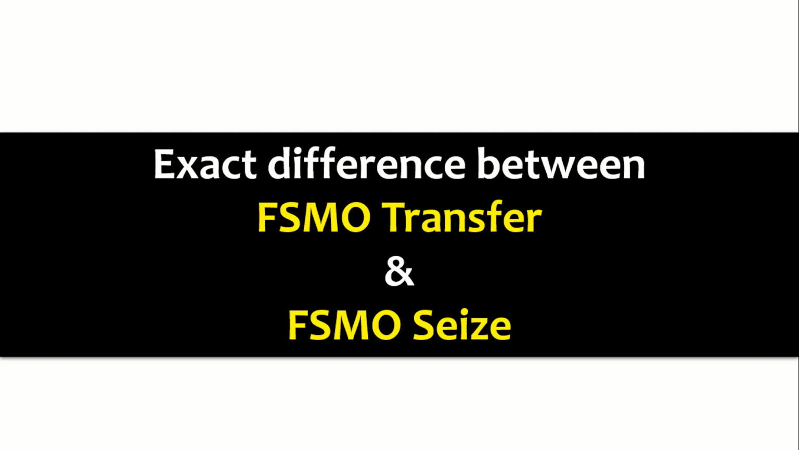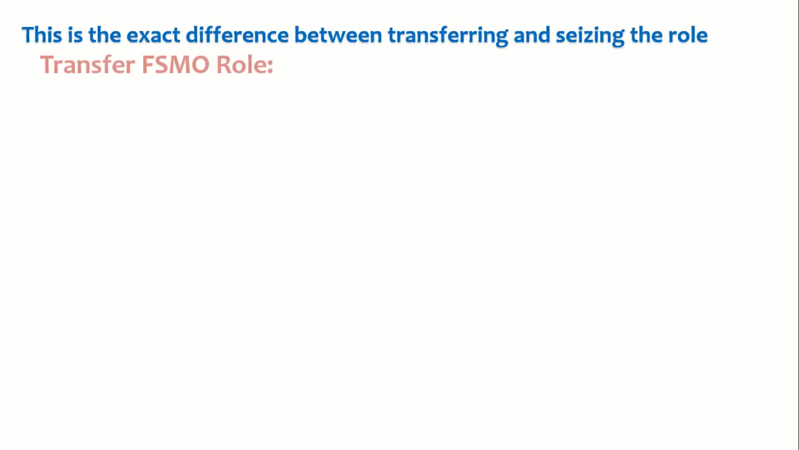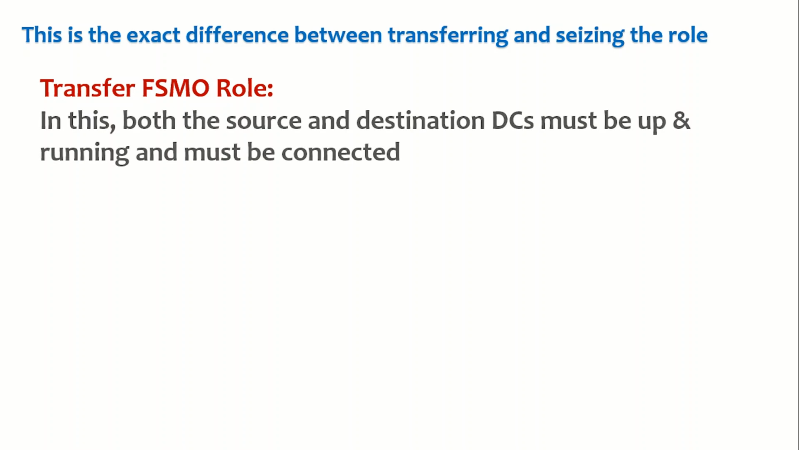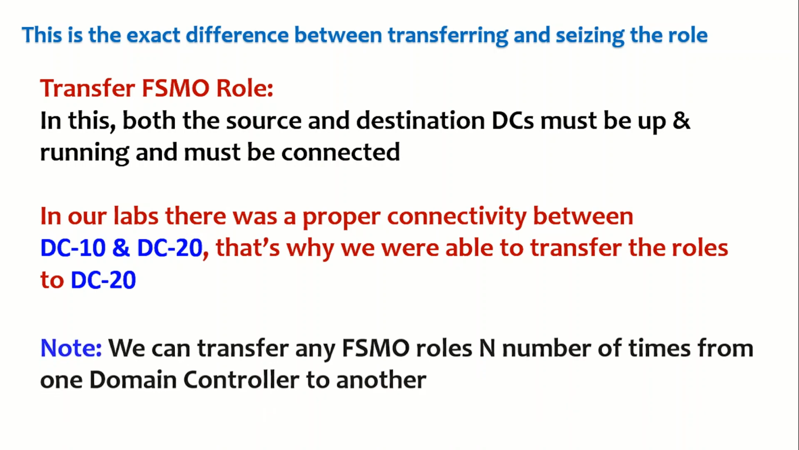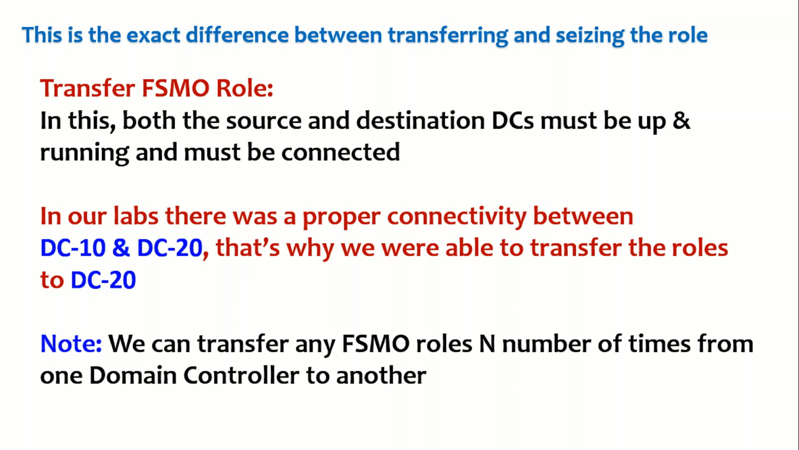Now let's understand the exact difference between FSMO transfer and FSMO seizing. Let's understand what transfer is first. In this, both the source and the destination domain controllers must be up and running and must be connected. In our labs, both the domain controllers DC10 and DC20 were properly connected. That's the reason we were able to transfer the roles to DC20. We have to note that we can transfer any FSMO role n number of times from one domain controller to any other domain controller. There is no restriction. So this was all about FSMO transfer.